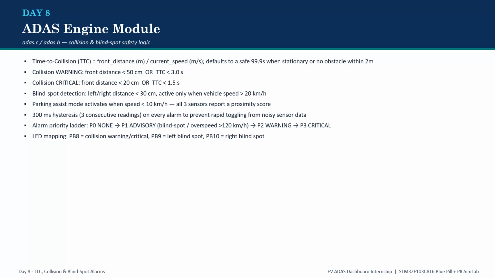Every alarm condition passes through a hysteresis check, requiring 3 consecutive readings or 300 milliseconds before the alarm state actually flips. Overall, alarm priority works like this: P0 is none, P1 is advisory for blind spots or overspeed above 120 kilometers per hour, P2 is warning, and P3 is critical. These map directly to LEDs. PB8 lights up for collision warning or critical, PB9 for left blind spot detection, and PB10 for right blind spot detection.